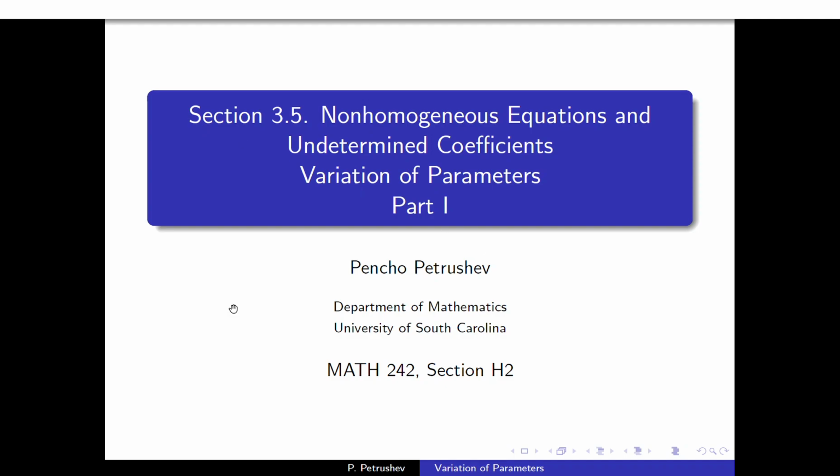Hello everyone. In today's lecture, I'm going to present to you the method of variation of parameters for finding particular solutions of linear, non-homogeneous differential equations. This stuff is part of section 3.5 in the text. For comparison, I'll first briefly recall the method of undetermined coefficients that you are familiar with.